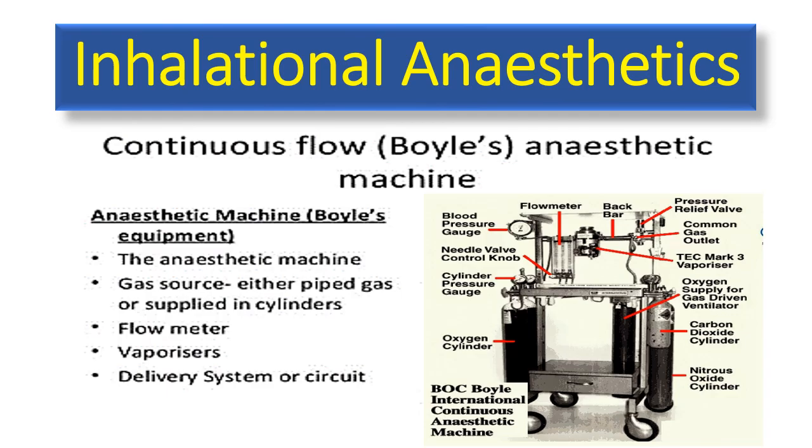Now coming to anesthetic machines, the machine is known as Boyle's apparatus. It has the gas source, either piped gas or supplied in cylinders. In the diagram shown, the cylinders include a carbon dioxide cylinder, nitrous oxide cylinder, and oxygen cylinders, and there are also the cylinder pressure gauge, knobs, then flow meters, vaporizers, and another one is the delivery system or circuit to the patients.